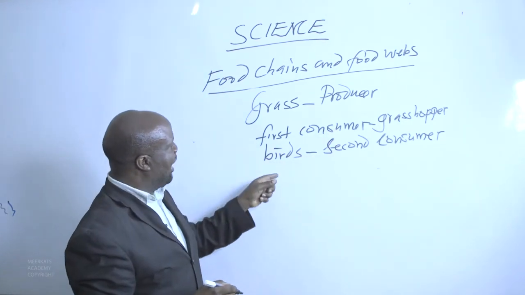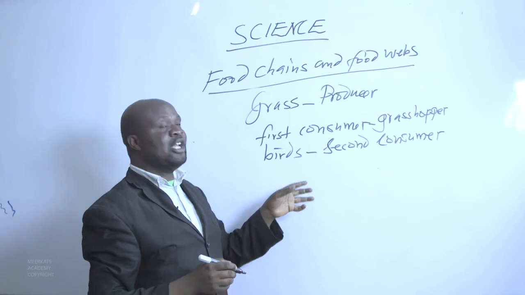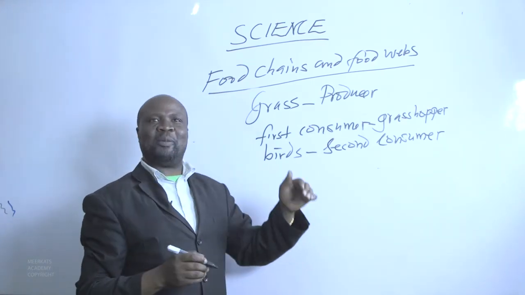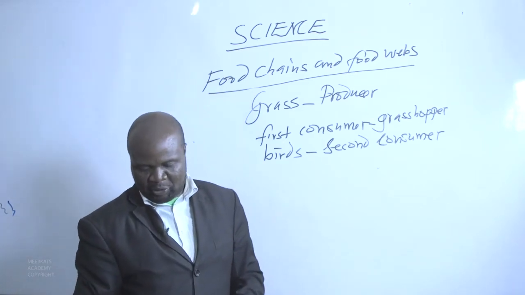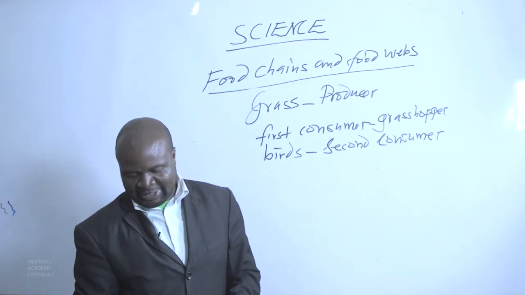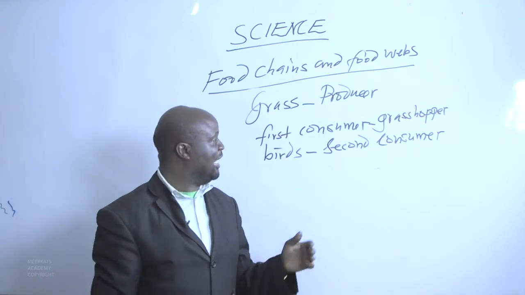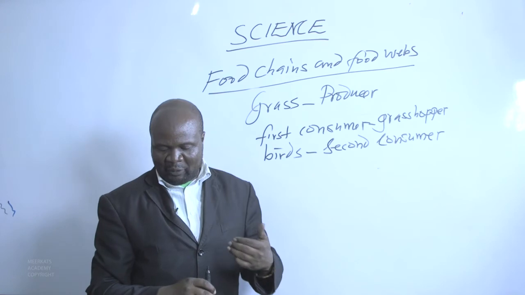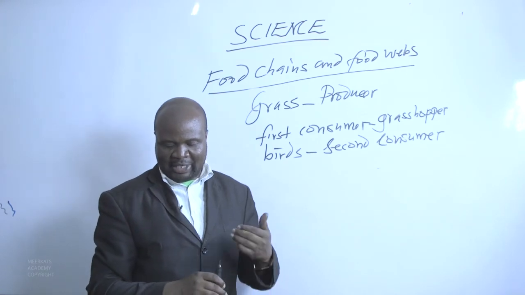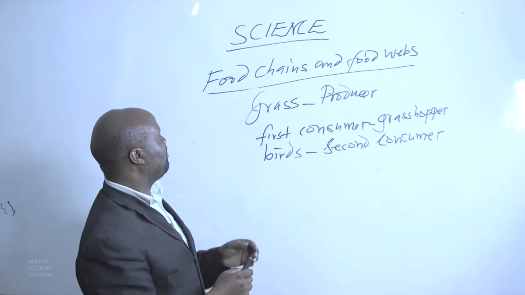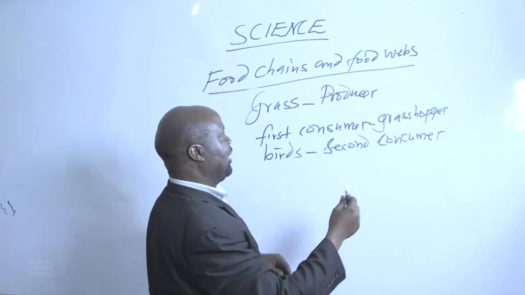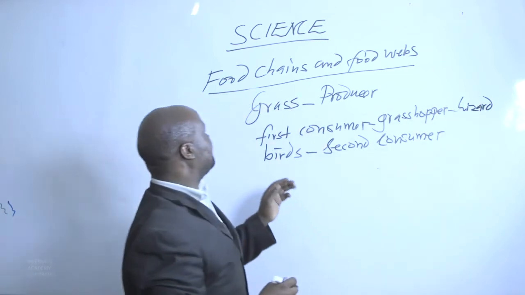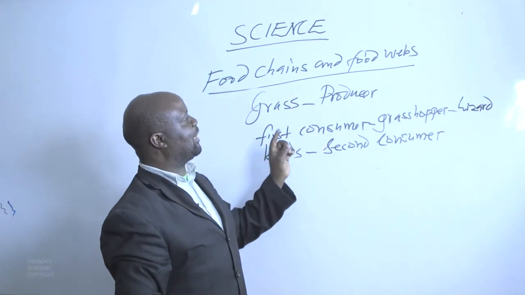Then we say maybe the animals that feed on birds will become a third consumer. But in order to show such a relationship, we can say that in another food chain, we can have a lizard that could eat a grasshopper. If we include a lizard here, for instance, the first consumer is still the grasshopper.